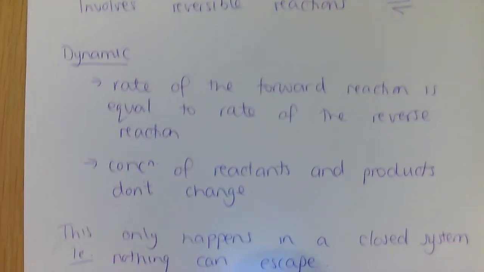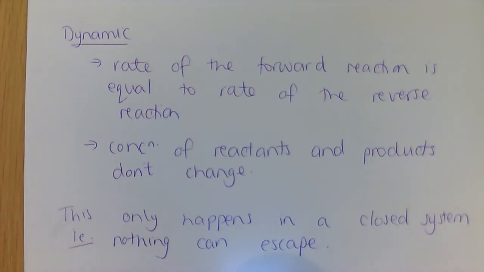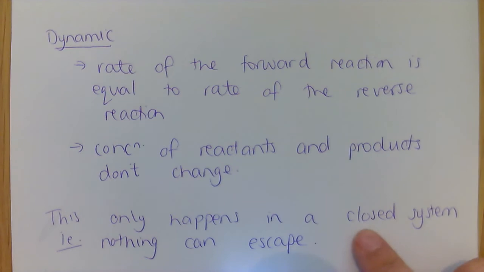And what's important here is that that will only happen if the reaction is happening in what we call a closed system. And all that means is that nothing can escape. So you'd be doing it in a beaker that's closed, and there's a lid on it. If there's a gas being produced, for example, it's happening in a sealed unit. Or if it's liquids, it's happening in a beaker where nothing can be poured off, drained off. So a closed system. So that's what dynamic equilibrium means.